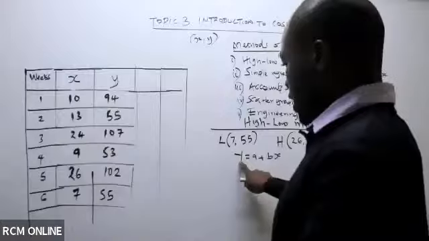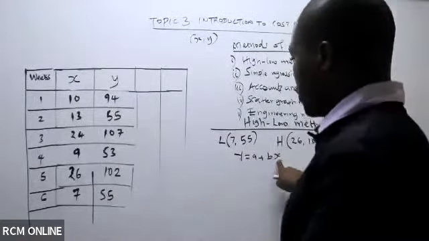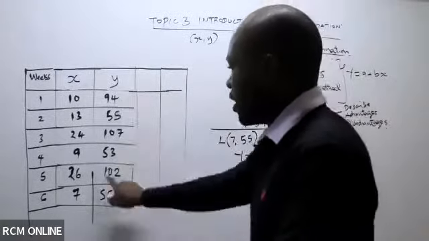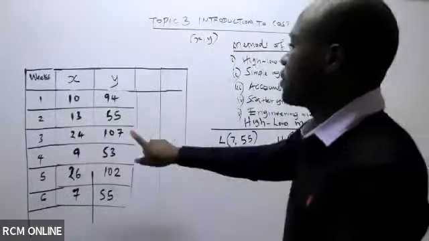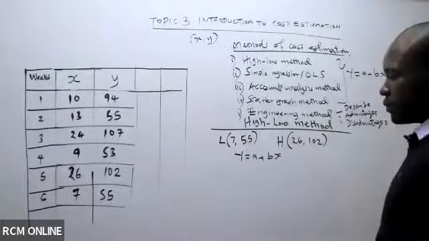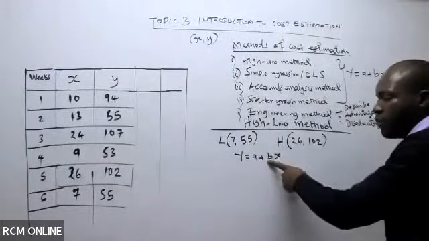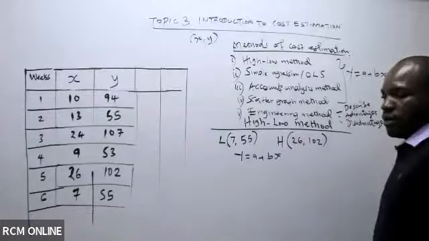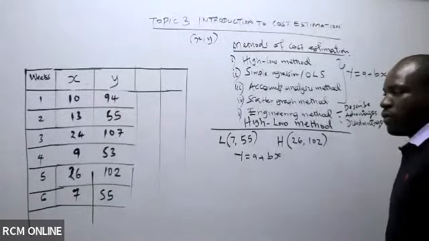We have this unknown figure. We have this unknown figure. Of course, we have the values of y here. We have the values of x here. So we want to use these figures to be able to get the value of a and the value of b, which are constant. Then we will be able to come up with the cost function.